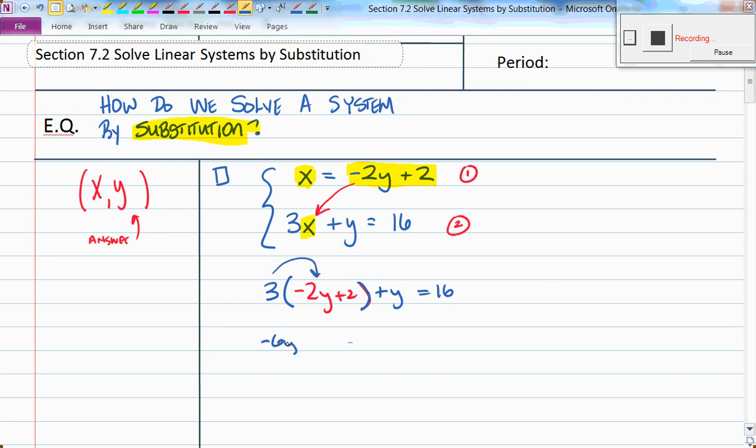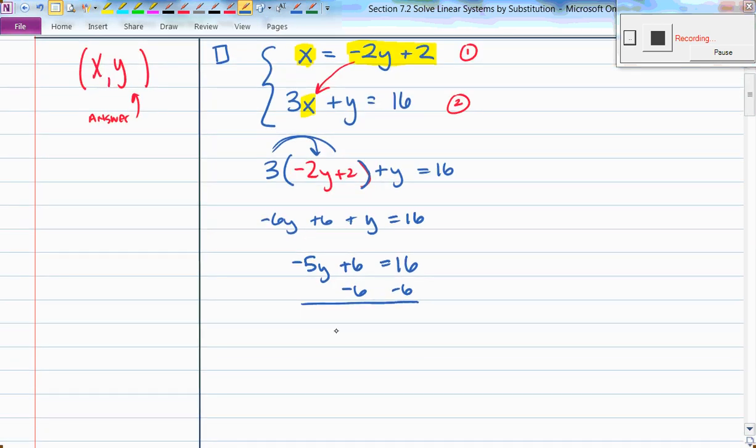That's going to give me negative 6y plus 6, plus y, is equal to 16. And I can combine like terms: negative 6y plus y is negative 5y, plus 6 is equal to 16. I'll subtract 6 from both sides, and I can see that negative 5y is now equal to 10. I can divide by negative 5, and I can see that y is equal to negative 2. Alright, great. That's part of the answer.